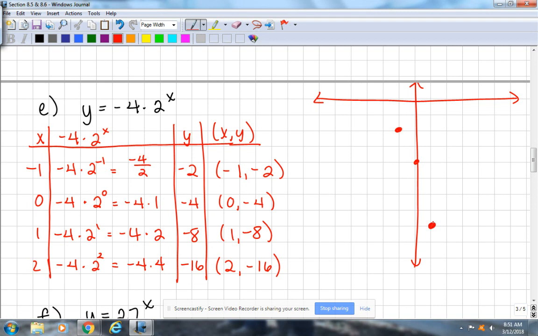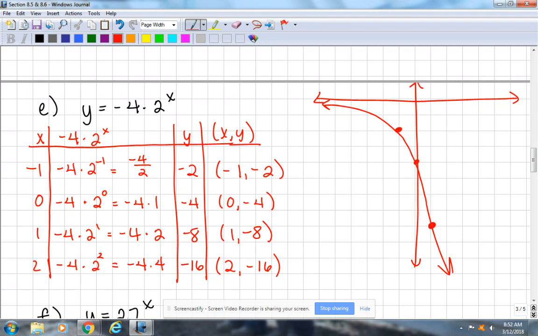So what's going to happen here is going to be a curve. We're still going to get close to the x-axis and never cross it. But notice this one is going down from left to right. That's because we multiplied by a negative number.